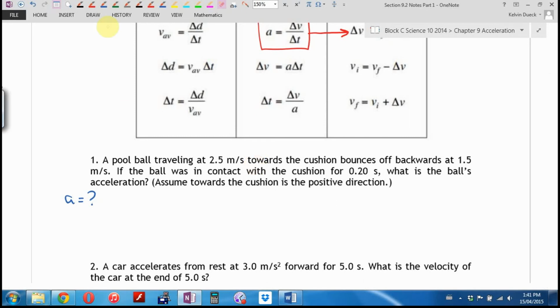So I'm going to write down, and I'm going to put a little positive because in brackets it said assume towards the cushion is positive. Now, if you don't put the positive, I'll assume it's there. Really, in my homework I'll only put the negatives in. But in my notes, just to remind me that I did ask that question, that's positive. Keep reading.